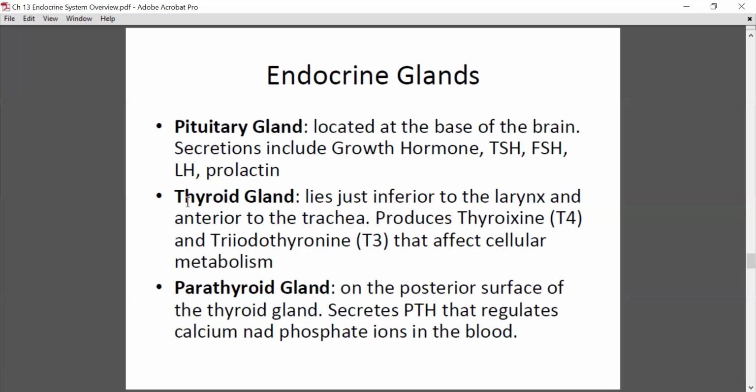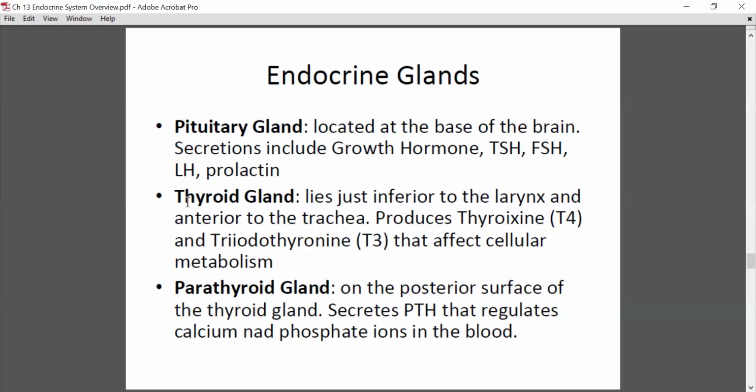Thyroid gland secretes T3 and T4. T4 is called thyroxine. T3, triiodothyronine. So tri meaning three. All right, so T3 and T4 are the hormones secreted by the thyroid gland that affect cellular metabolism, either increasing or decreasing the functioning of the cells.